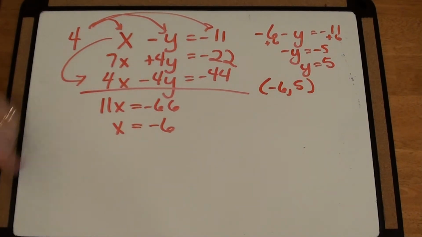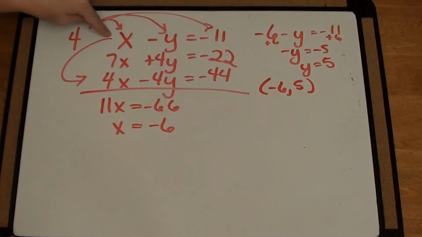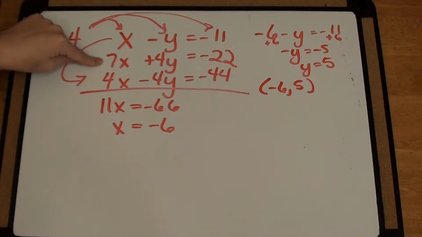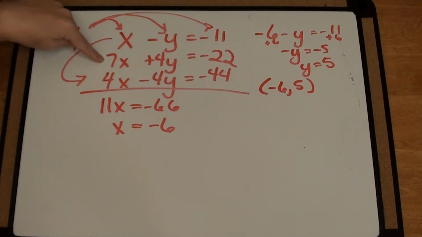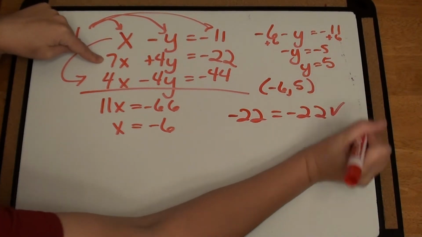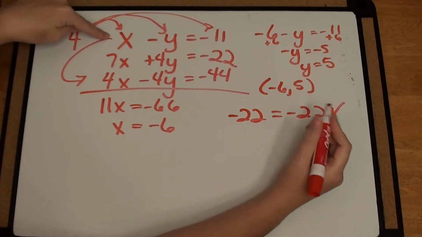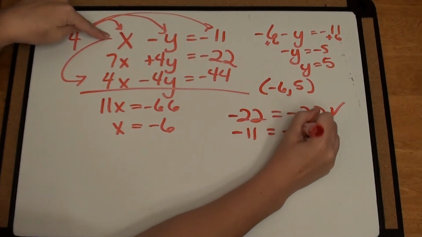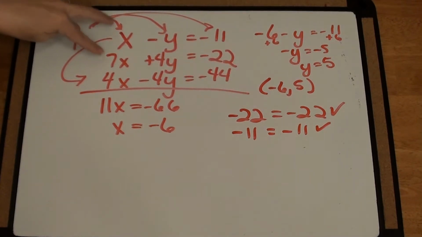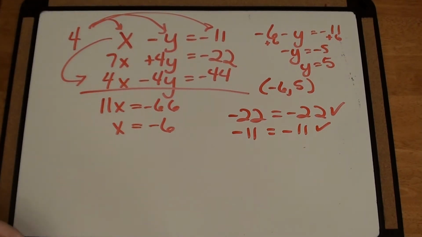What this represents is I can put this point into this equation and it's true. I can put this point into this equation and my answer is true. If I put this in here, what I would end up with is negative 22 equals negative 22. That's true. If I put this in here, I'm going to end up with negative 11 equals negative 11. That's true. I can take this one point, put it into both equations. Both equations are true. That's how we define a solution.